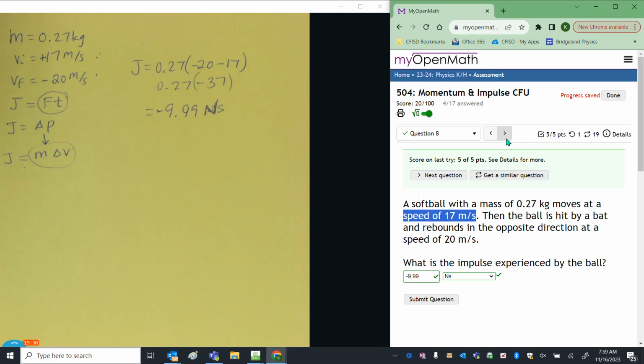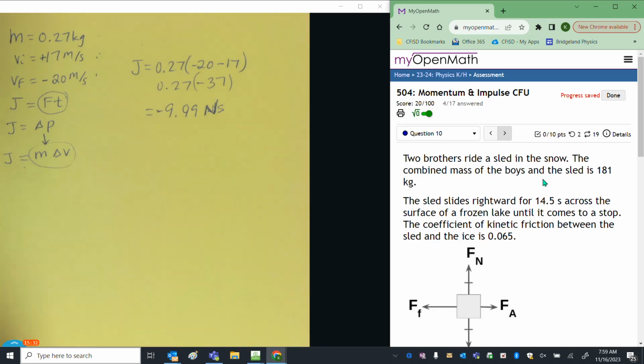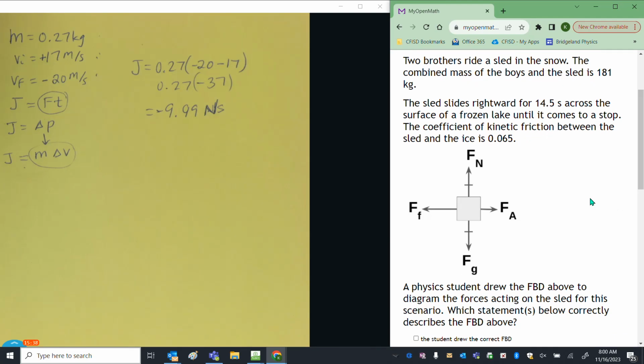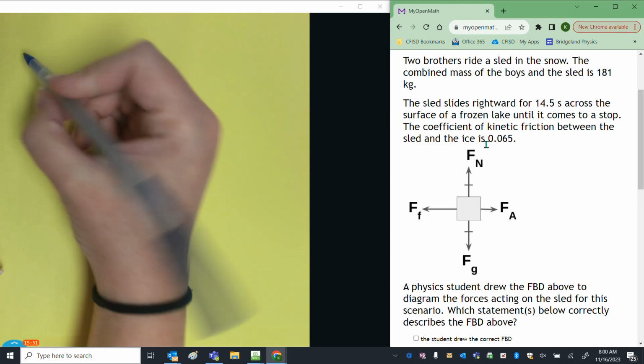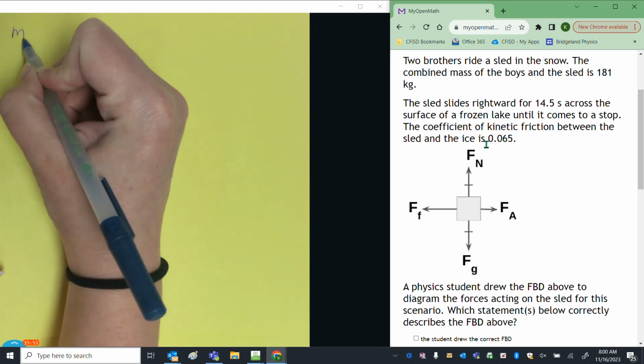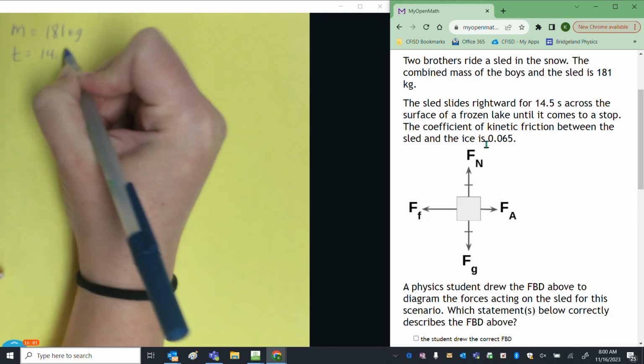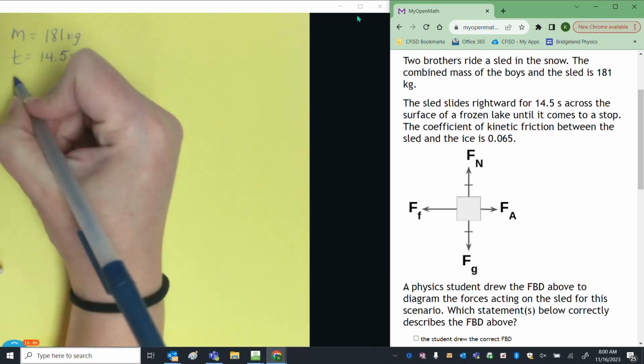All right, last one I want to look at, and then if y'all have questions and we have time, we can go over them, is this one, number 10. And I want to look at this one because this is what your free response question looks like. So you really want to make sure that you know how to do this one. It says, two brothers ride a sled in the snow. The combined mass of the boys and the sled is 181 kilograms. The sled slides rightward for 14.5 seconds. I'm labeling things as I go. Across the surface of a frozen lake until it comes to a stop.